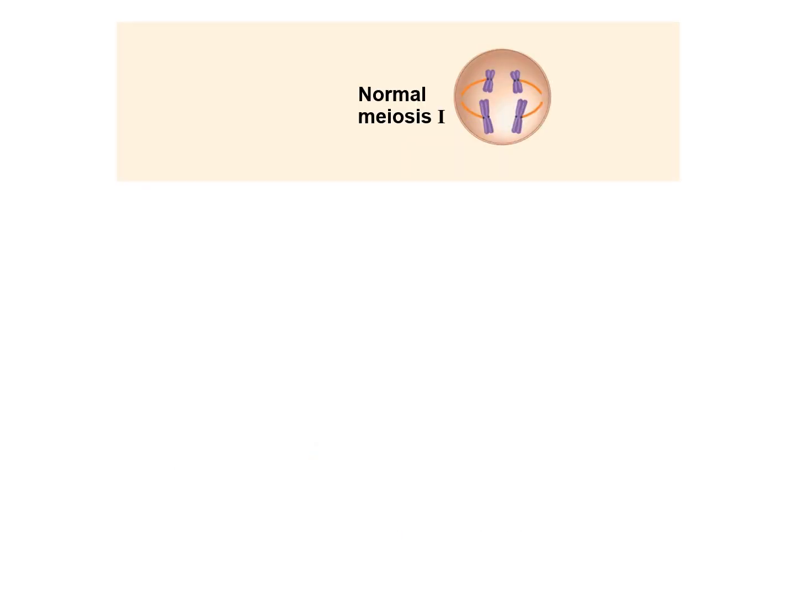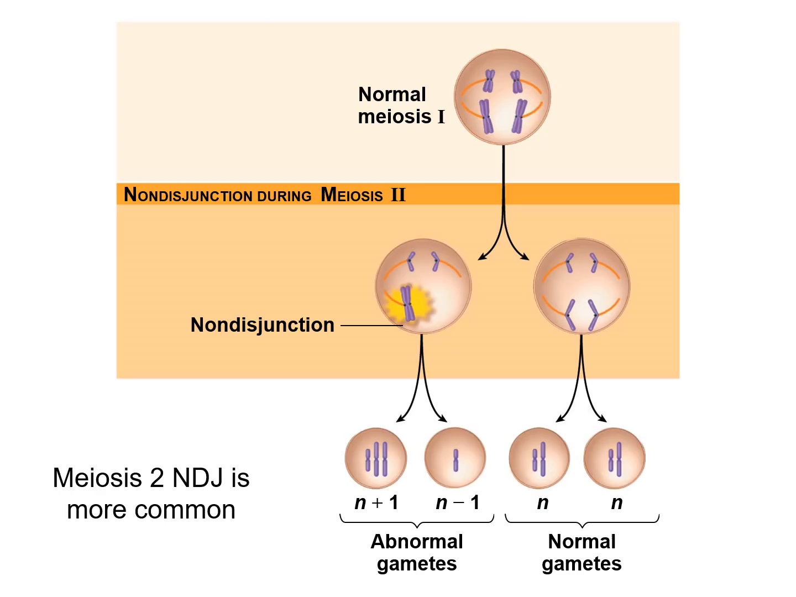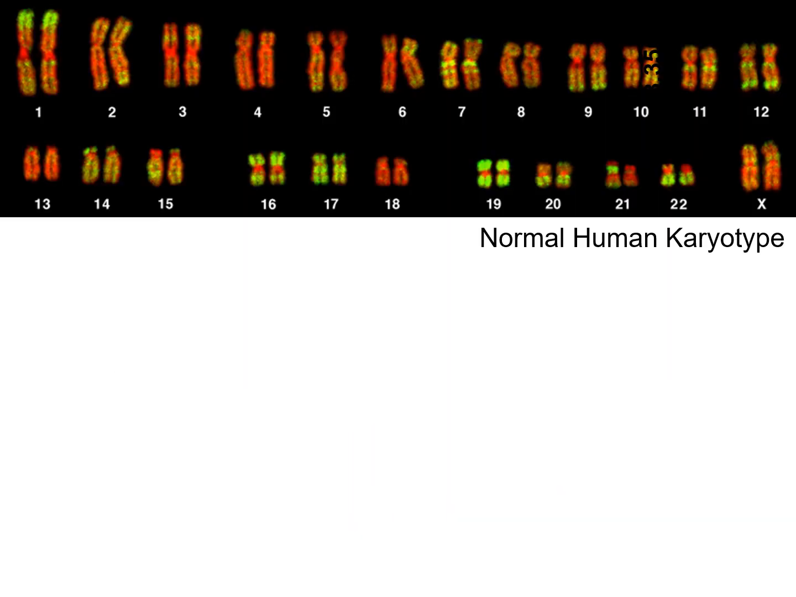Now let's think about what would happen if instead the non-disjunction event happened during meiosis 2. In this case, the homologous pairs separate normally, but two sister chromatids fail to separate during meiosis 2. In this case, the daughter cells of the cell that separated properly would be normal. They would each have one copy of each chromosome, whereas the two daughter cells that came from the cell where the non-disjunction event occurred would be abnormal. One would have three chromosomes and the other would have one. This might seem like something rather rare, but it actually happens a lot of the time.